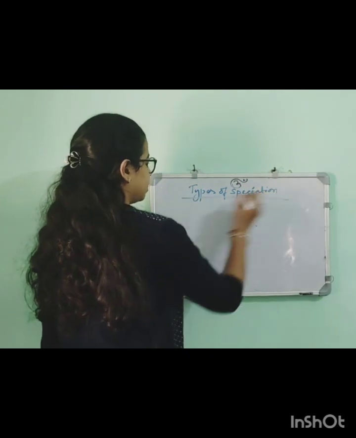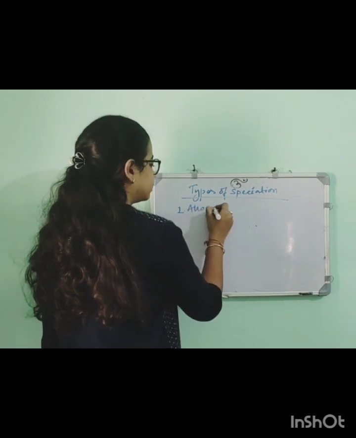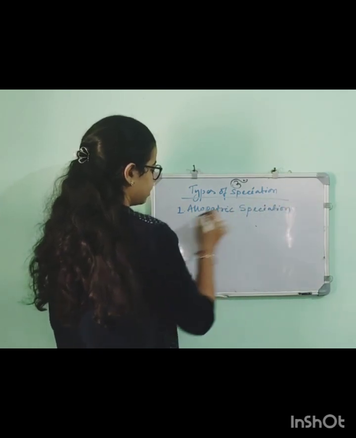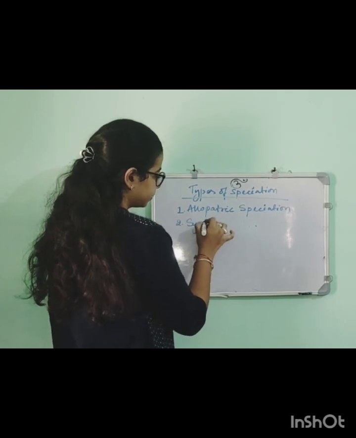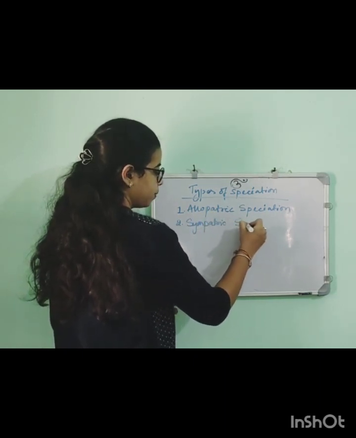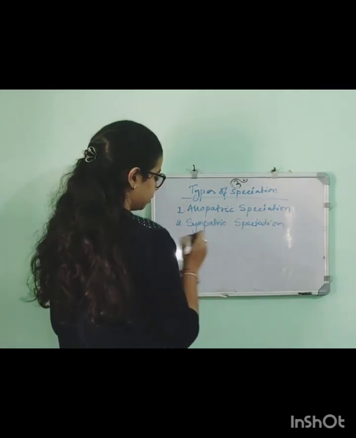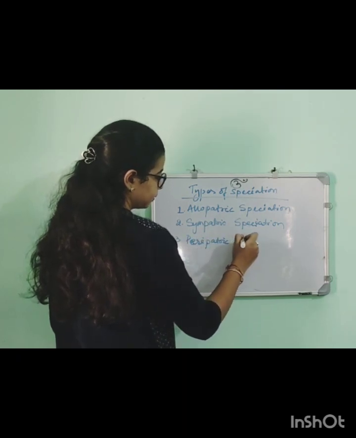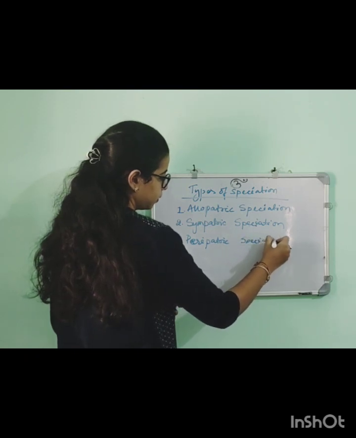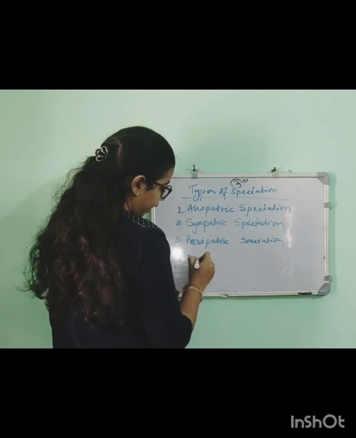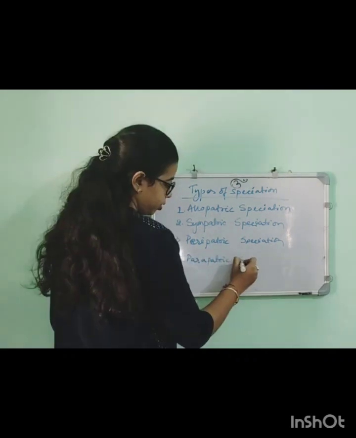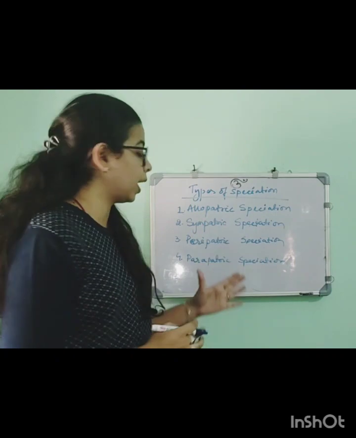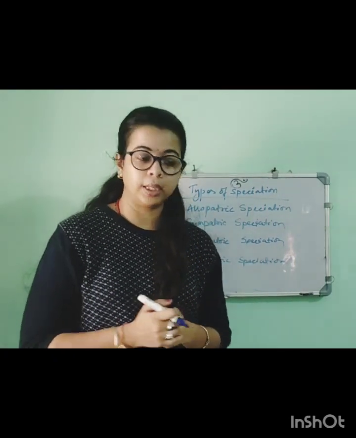What are the different types of speciation? Number one is allopatric speciation. Second is sympatric speciation. Third is peripatric speciation. And the last one is parapatric speciation. What is this all about? This peripatric, parapatric, allopatric, what is this? These are the different types of speciation, and each one of them we are going to deal with.